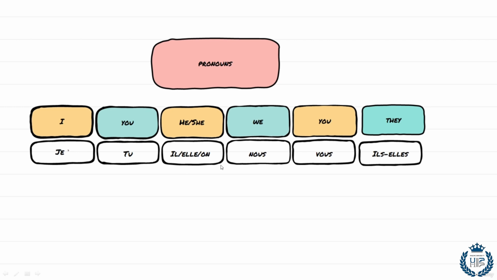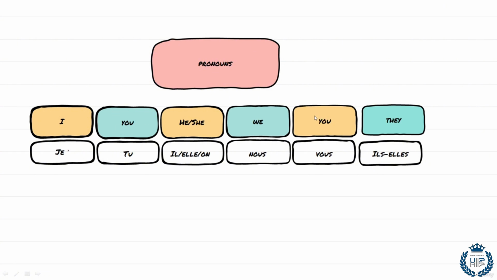Je, tu, il, elle, on. Up until here, they're conjugated differently, so they're singular forms. But nous, vous, ils, elles, they are conjugated plural. They're plural forms. Even if both of them mean you, this one is singular you, this one is plural you. Also, this is formal and this is informal.